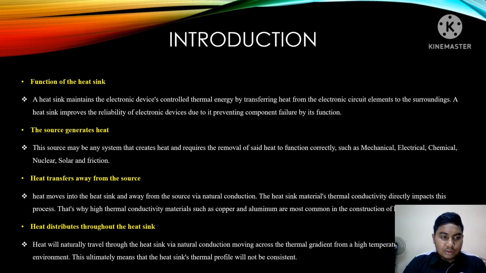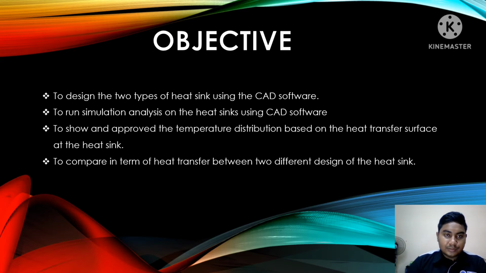Heat distributes through the heatsink. Heat will naturally travel through the heatsink via natural conduction, moving across the thermal gradient from a high temperature to the environment. This ultimately means that the heatsink thermal profile will not be consistent.